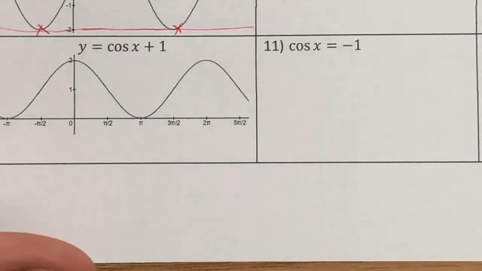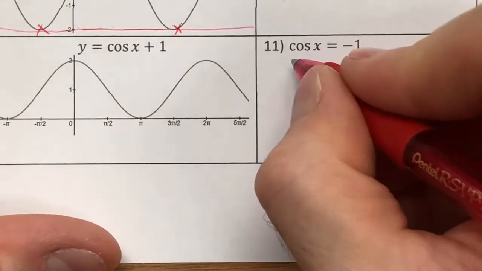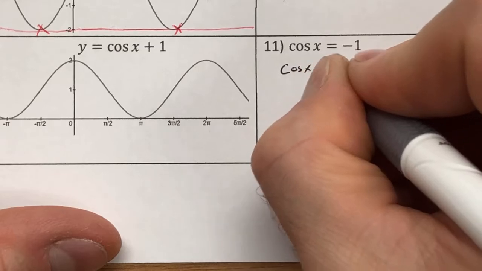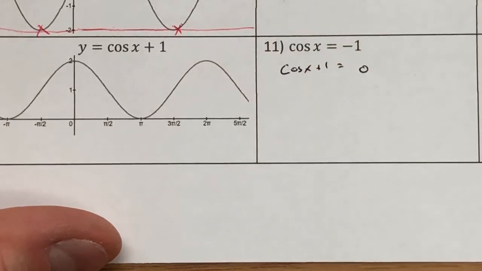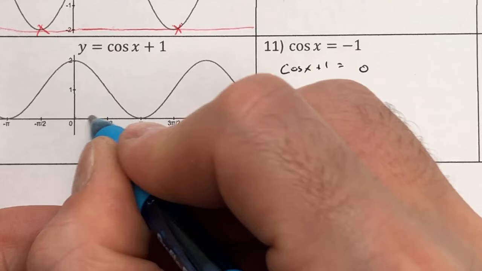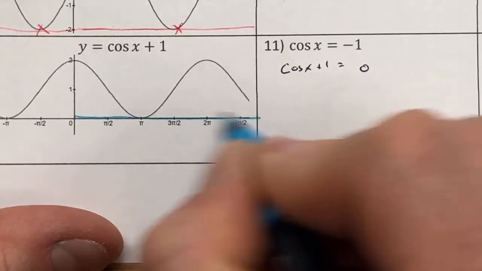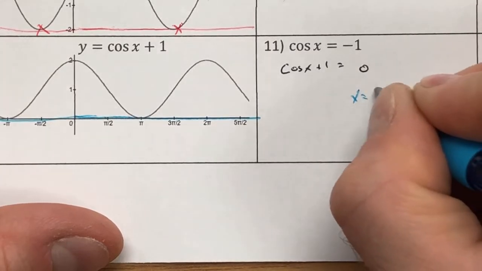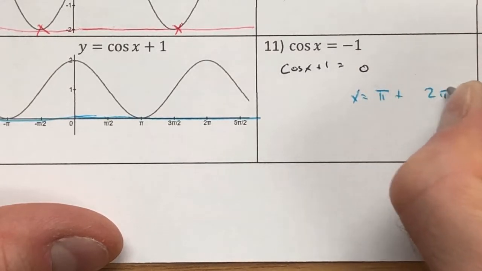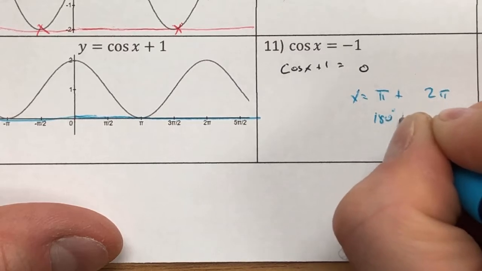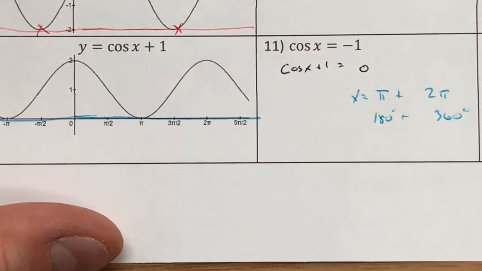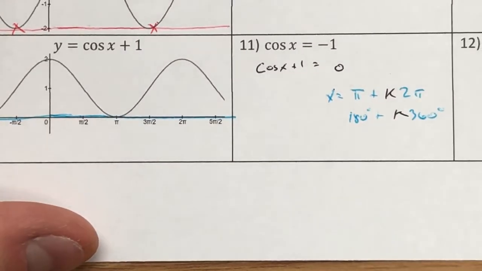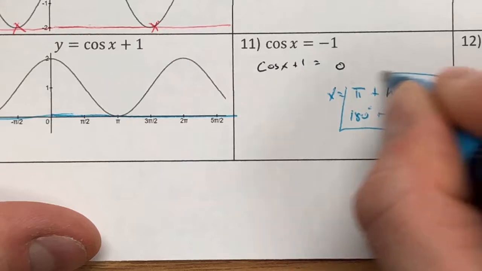Okay, now that you've had a shot at that, if I want to make cosine of x plus 1, why don't I just add 1 to my function? Cosine of x plus 1, if I add 1, when does that equal 0? Well, looks like that happens at x equals pi plus 2 pi, or every 180 degrees plus 360. Add my k for multiple iterations, and there we go.